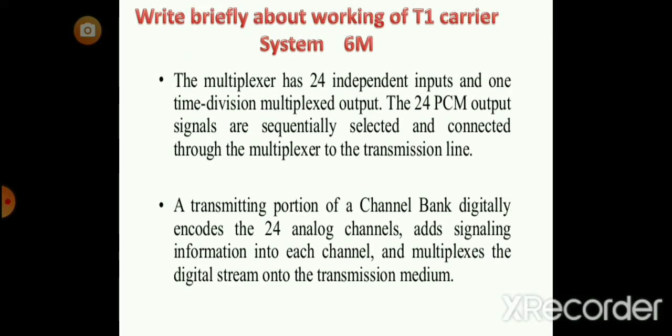Write briefly about working of T1 carrier system, 6 marks. The multiplexer has 24 independent inputs and one time multiplexed output. The 24 PCM output signals are sequentially selected and connected through the multiplexer to the transmission line. The transmitting portion of a channel bank digitally encodes the 24 channels, adds signaling information into each channel, and multiplexes the digital stream onto the transmission medium.